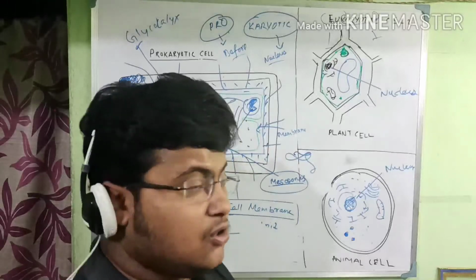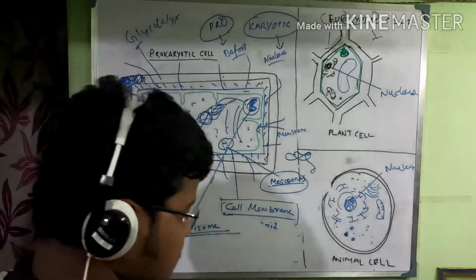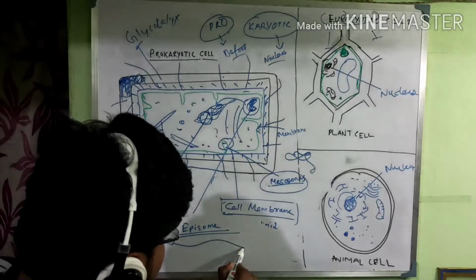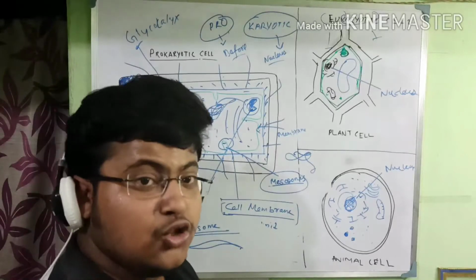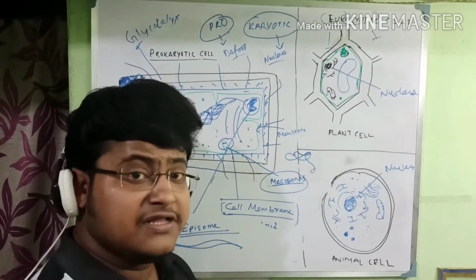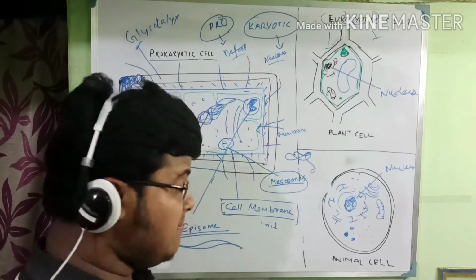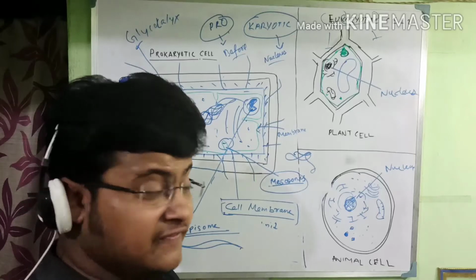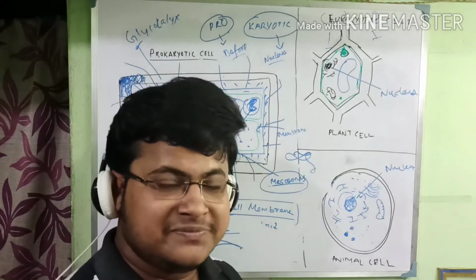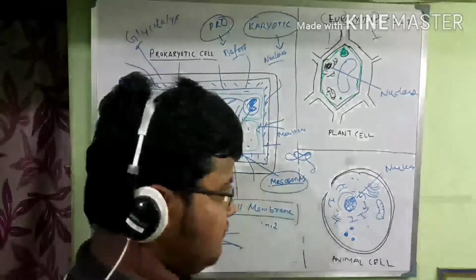Another structure also protrudes from the cell wall. It is a hair-like structure known as flagella, which helps bacteria in movement. They are the motile structure. They are made up of flagellin protein.